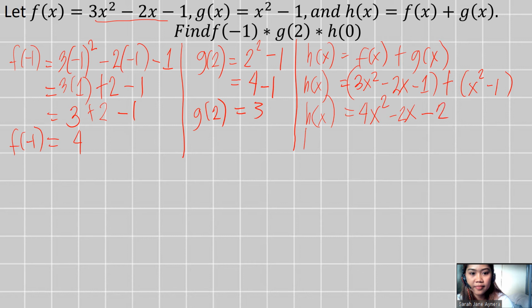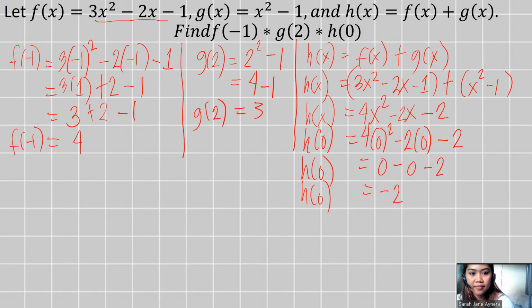Now, let us evaluate the function of h when x is 0. So, h of 0 is equal to 4 times 0 squared minus 2 times 0 minus 2. H of 0 is equal to, this will become 0 times 4 is 0, minus 2 times 0 is 0, minus 2. H of 0 is equal to negative 2. Now, let us solve f of negative 1 times g of 2 times h of 0. F of negative 1 is equal to 4 times your g of 2 is 3 times your h of 0 is negative 2. 4 times 3 times negative 2 is negative 24.